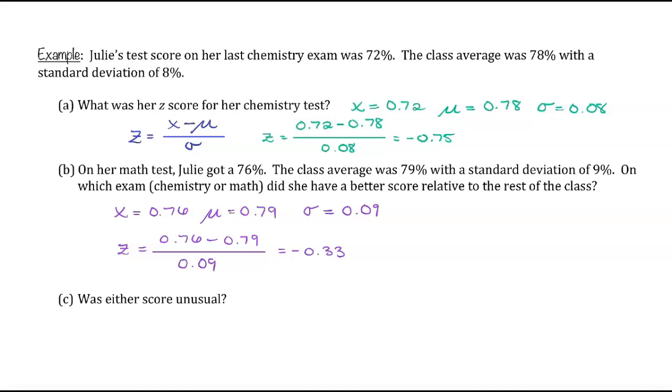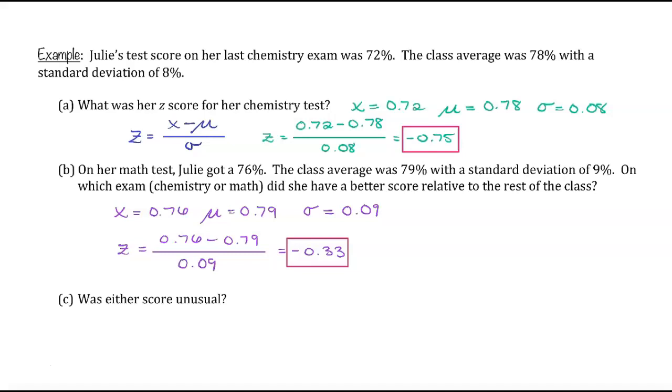So now we can compare these two z-scores. Relative to the rest of her class, Julie performed better on her math test. She's closer to the mean. The z-score of negative 0.75 is lower than the z-score of negative 0.33. Putting these two scores on the same scale, we can clearly see that her math test was better than her chemistry test. Now we have the question, was either score unusual? Remember our definition for usual and unusual.